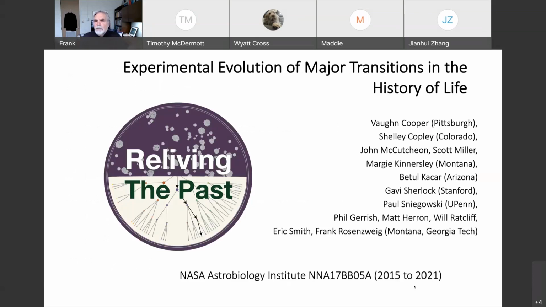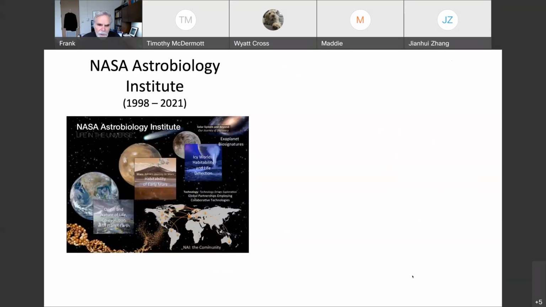So this project, Experimental Evolution of Major Transitions, had its origin as a NASA Astrobiology Institute award, which was awarded to the U of M in 2015. It involved these people here, some of whom went with me to Georgia Tech, and others of whom remained back at U of M or were at other institutions. So this was the NAI grant, and the NAI had a proud history for a number of years, but in fact, the directorate at NASA decided to sunset this project beginning back in 2020. So this was the history of the NASA Astrobiology Institute, reaching over about 23 years.